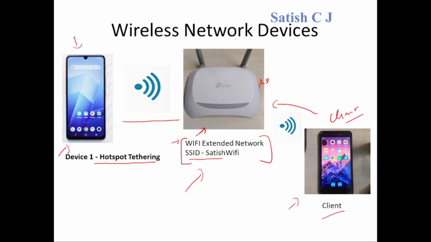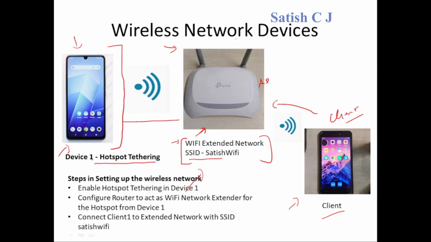So I'll be explaining all these steps. First, we'll see how to enable hotspot. See, enabling hotspot is an optional thing. If you have your own router with an input for the router, if you have internet on the router, or else you can connect your client devices to the router, this step you can skip, but this is how I have set up my wireless network.